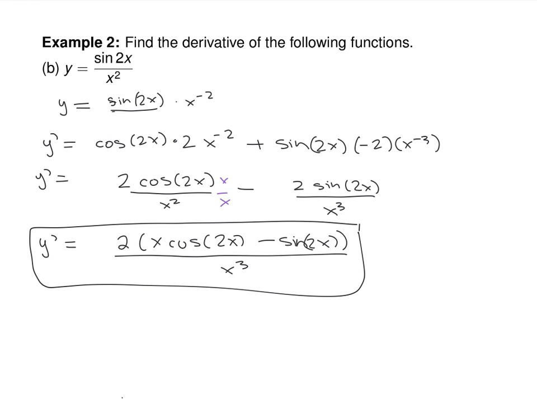The quotient rule will give you the same thing. It might be a tad bit easier to simplify a little bit by factoring out and canceling, I think. Okay.